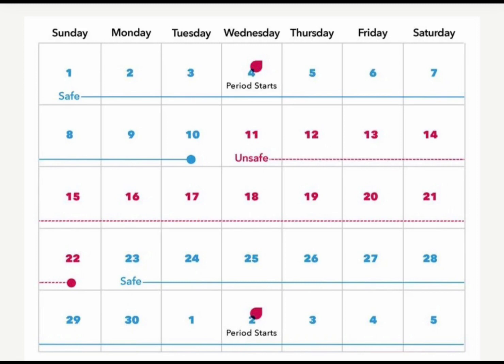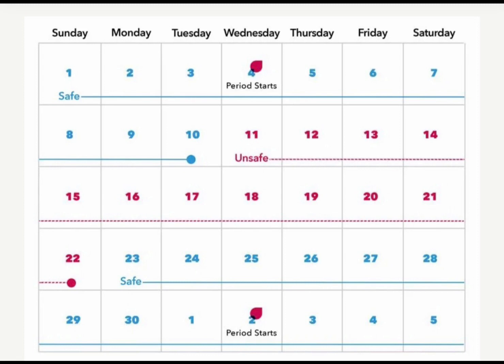I've shown you how to calculate the first day that you are unsafe. So if you want to find out the last day that you are unsafe, this is how to do it. You find out your longest cycle. When you find out your longest cycle, you subtract 11 from the total number of days in that cycle. Then it will give you the last day that you are unsafe. So let me give you an instance. If your longest cycle is 30 days long, you subtract 11 from 30, it will give you 19.